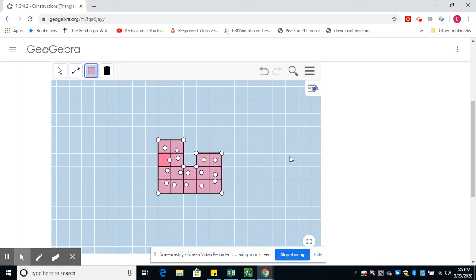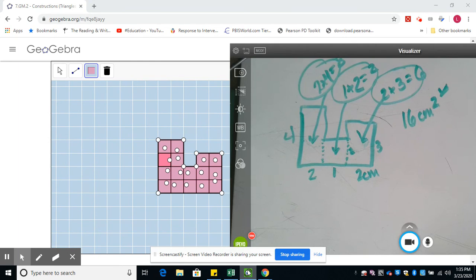All right, guys, so on your own then, you're going to go ahead and do the same thing with different shapes. Work to separate them into smaller rectangles and then add up all of those smaller areas to find your total area. And think about our unit, centimeters squared, or whatever that unit might be.